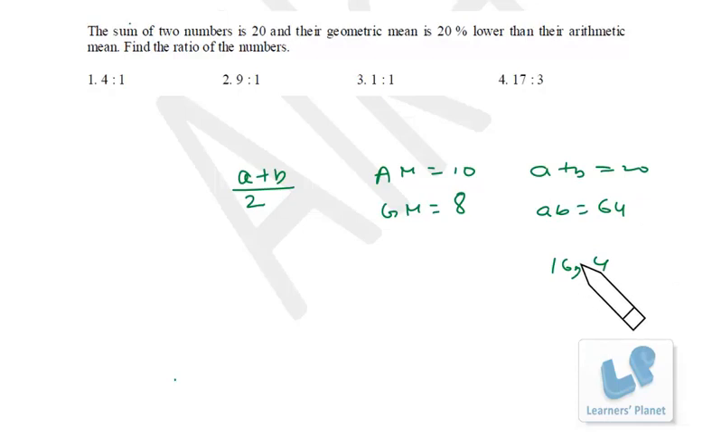So now just look at the options. We should be having the option in 4:1 ratio or 1:4 ratio. So that's there over here. So I hope it's clear.